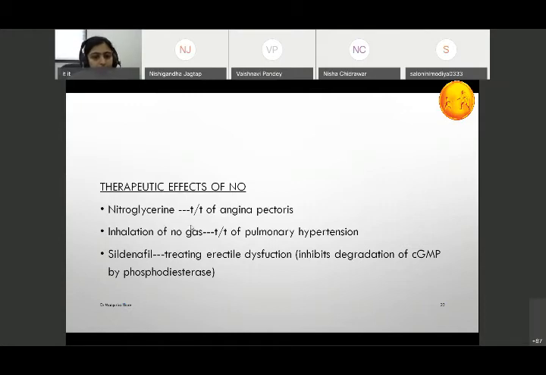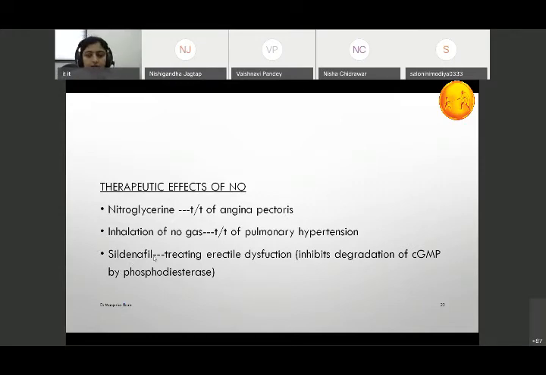There are three clinical applications of this. First is nitroglycerin. Nitric oxide is available in the form of nitroglycerin. It is helpful in treatment of angina pectoris. Then inhalation of nitric oxide gas is helpful in treatment of pulmonary hypertension, since it is a potent vasodilator.